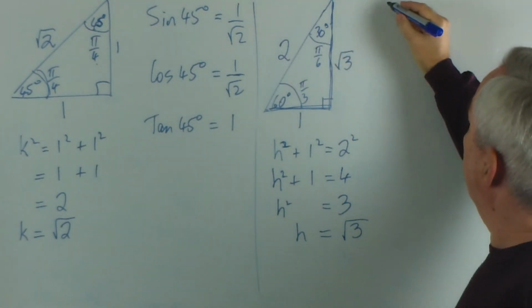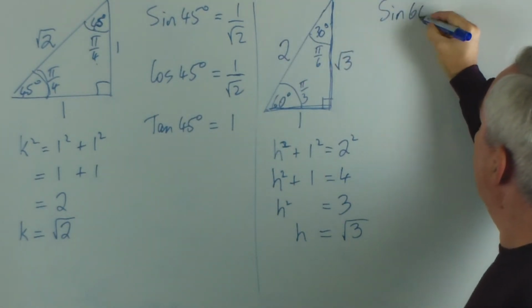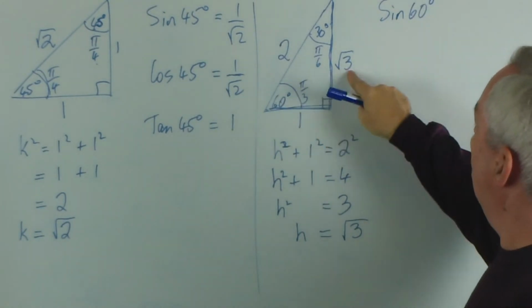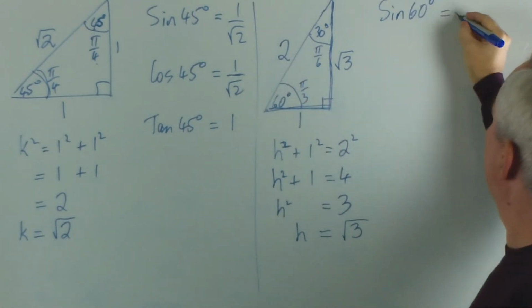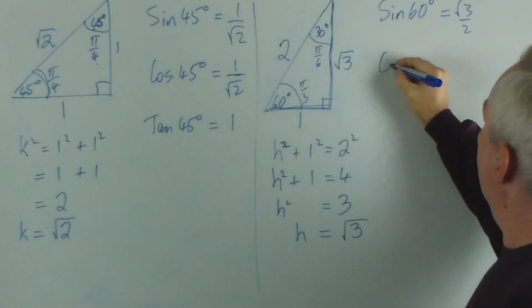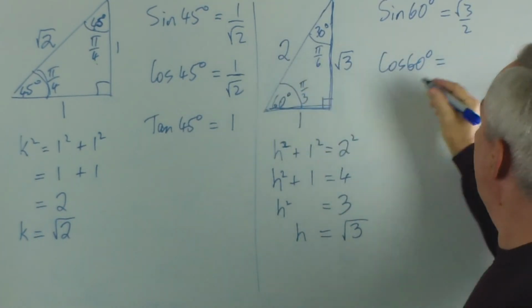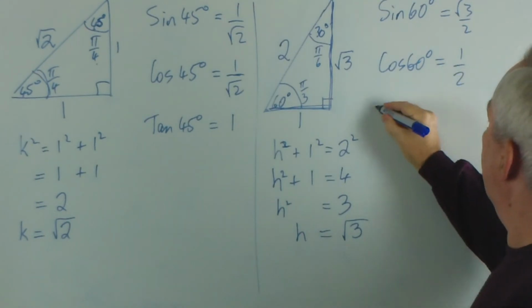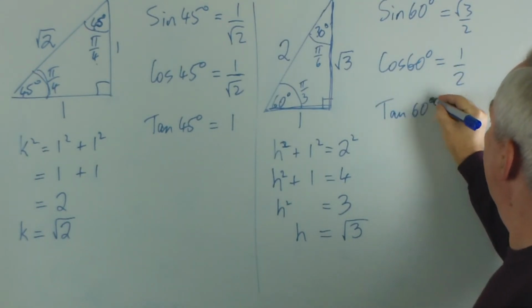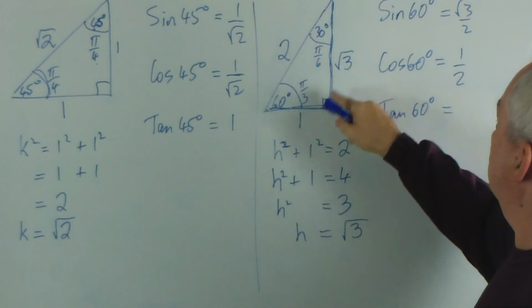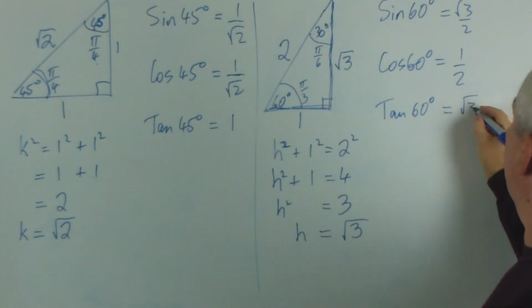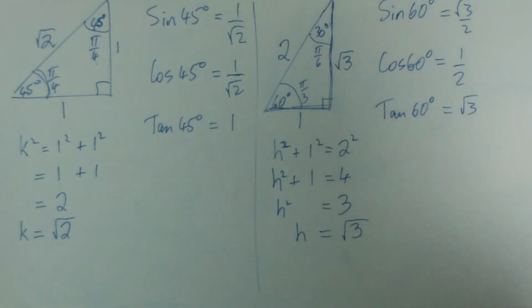From this triangle, we can write sine 60 degrees will be opposite over hypotenuse, cos 60 degrees, adjacent on hypotenuse, tan 60 degrees, opposite over adjacent, root 3 over 1, I won't write over 1.